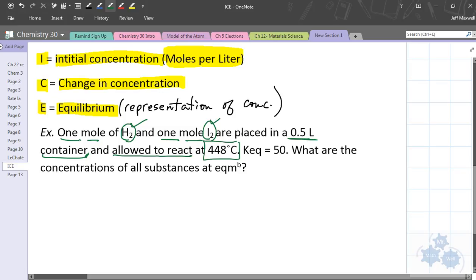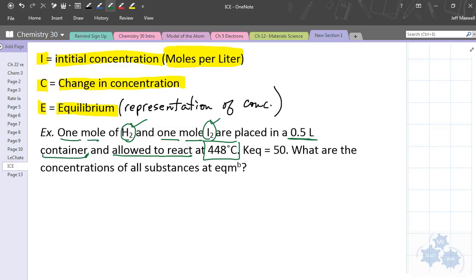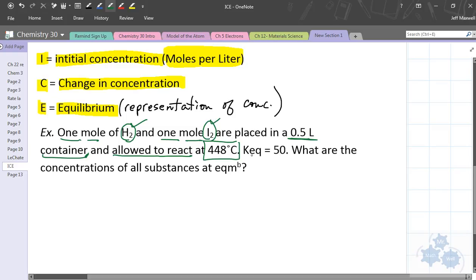Remember, the KEQ is temperature dependent. We do not have to include the temperature in any of our calculations, so don't worry about that. The 448 you will never see again, but what you have to know is that the KEQ is always linked to a temperature. So if this was at a different temperature, the KEQ you would get would be different.